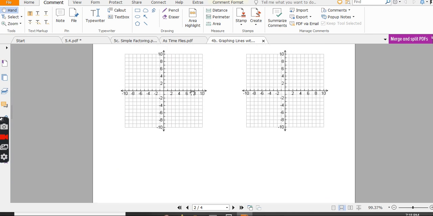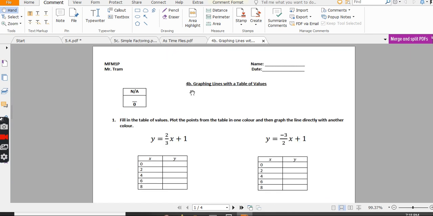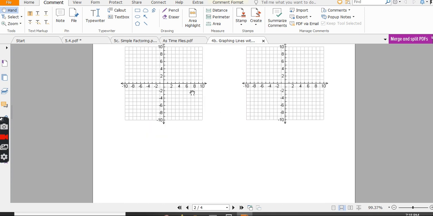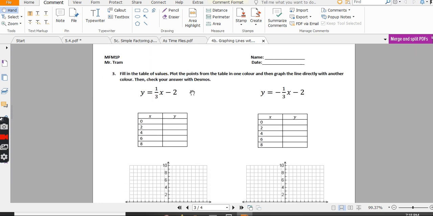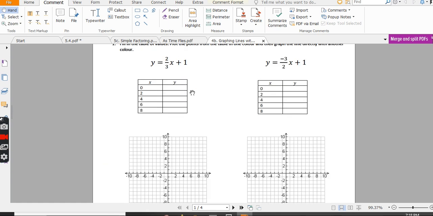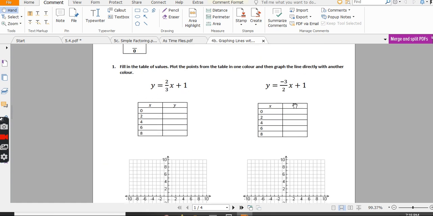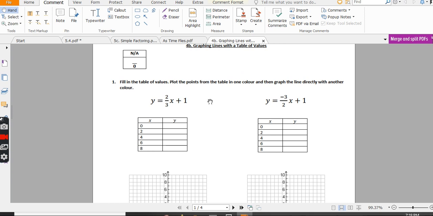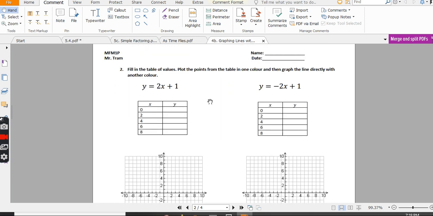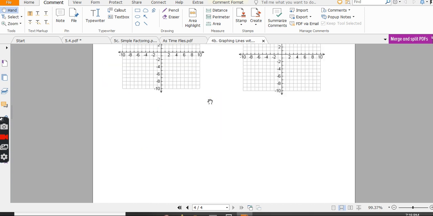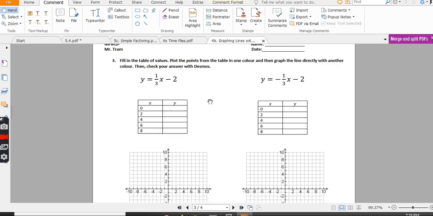Keyshawn had a quick question about 4b, graphing lines with a table of values, and I think he had an issue with one of the fraction examples. I'm not going to go through the first one because I did in my initial lesson, in my initial video. So instead, I will go through a question like this.